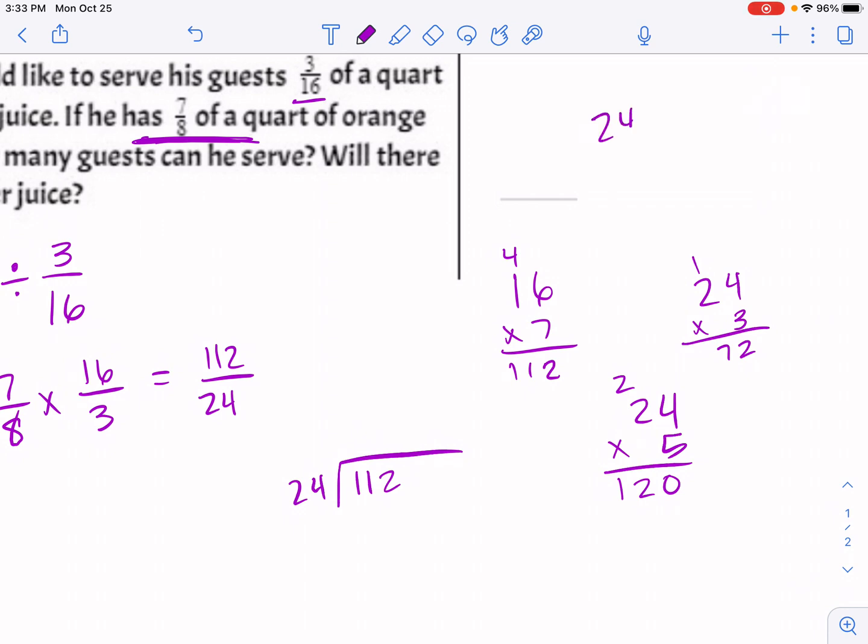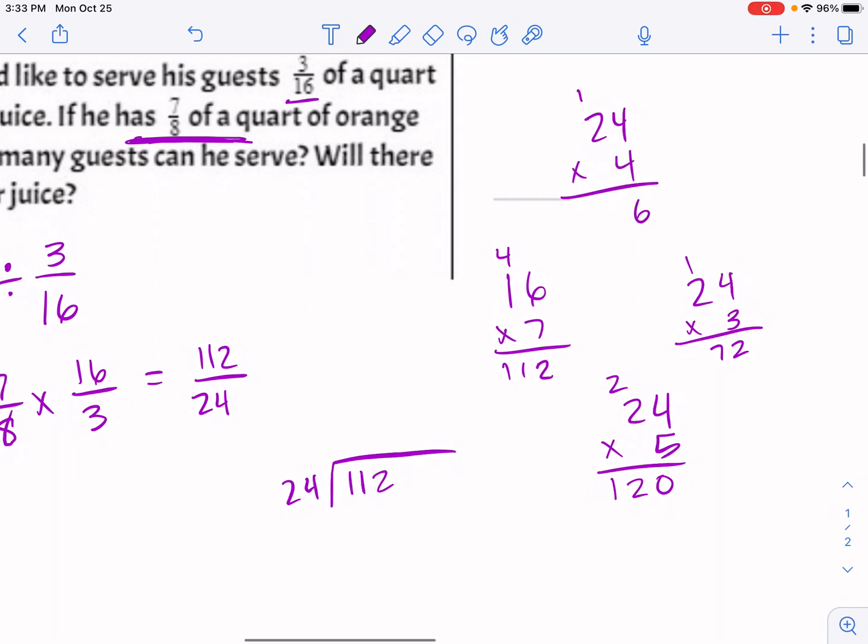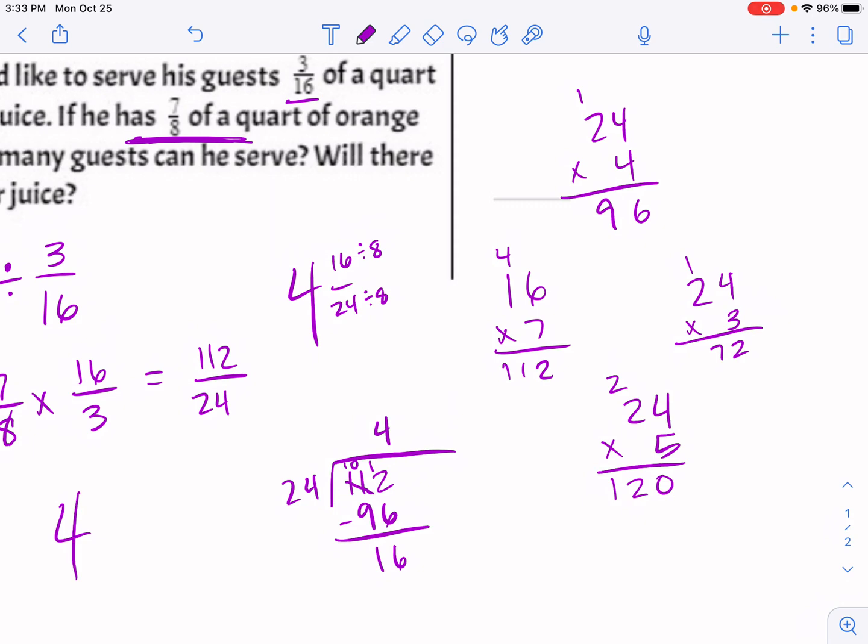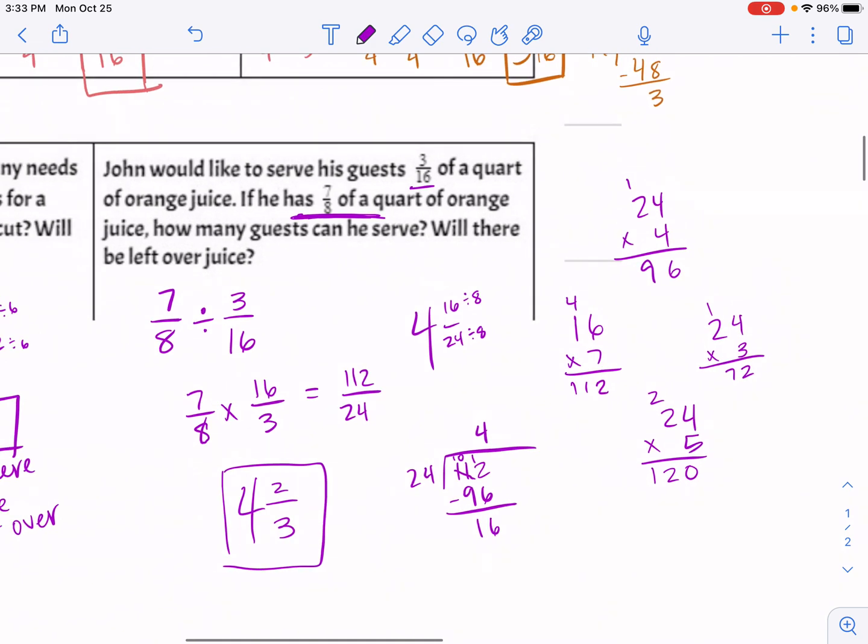Let's try 24 times 4. 4 times 4 is 16. 4 times 2 is 8. That looks like about as close as we're going to get. So it goes in 4 times, and this is 96. So when I subtract, I get 16. So 4 and 16/24ths. All right. So both of these can be divided by 8. 16 divided by 8 is 2, and 24 divided by 8 is 3. So it ends up being 4 and 2/3. All right, 4 and 2/3 is our answer for that one.